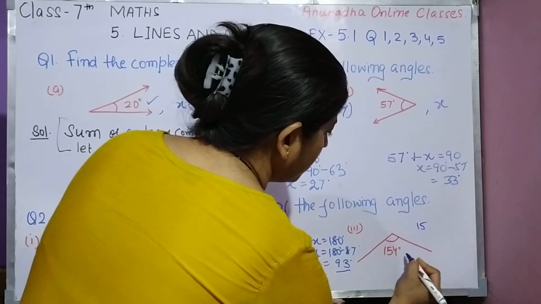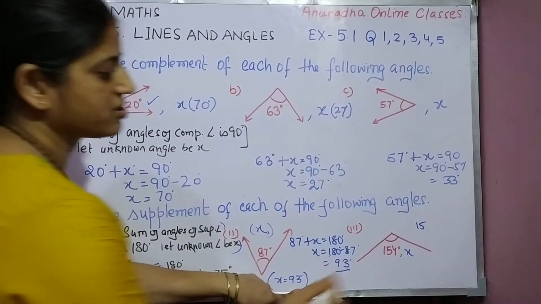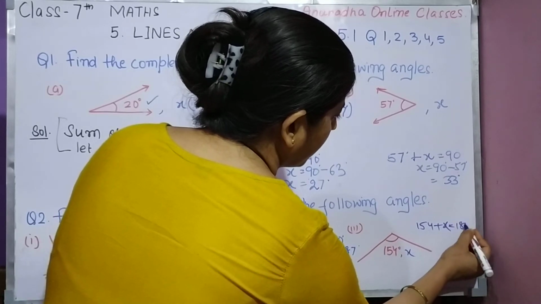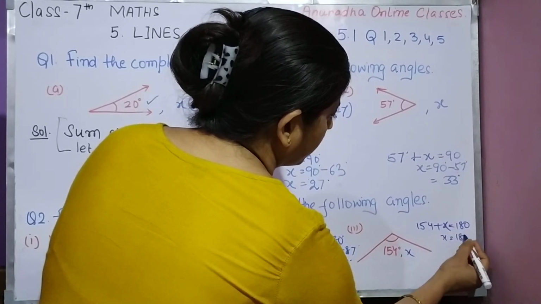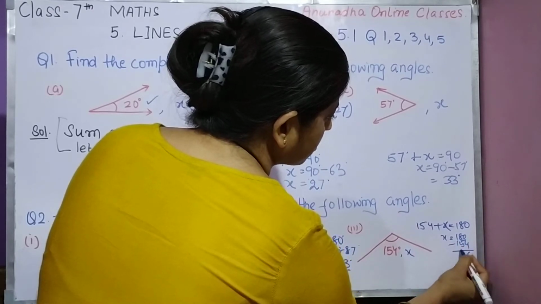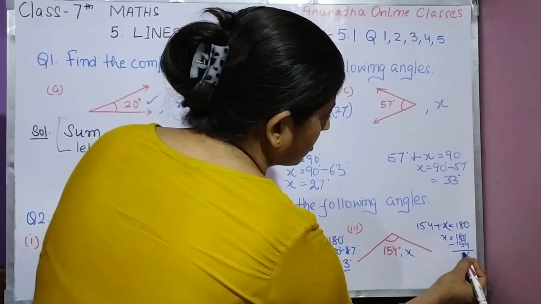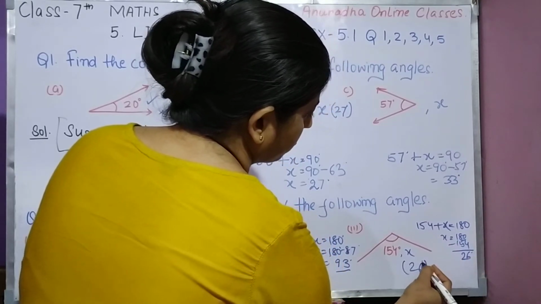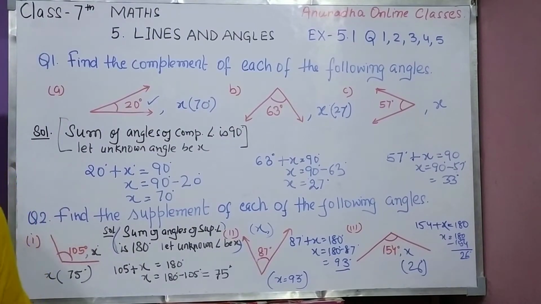How will we find out? Let the other be x. So 154 plus x is equal to 180. x is equal to 180 minus 154, that is 6. Then 7, 2, 26. So what is the supplement of this? That is 26 degree. Okay children.